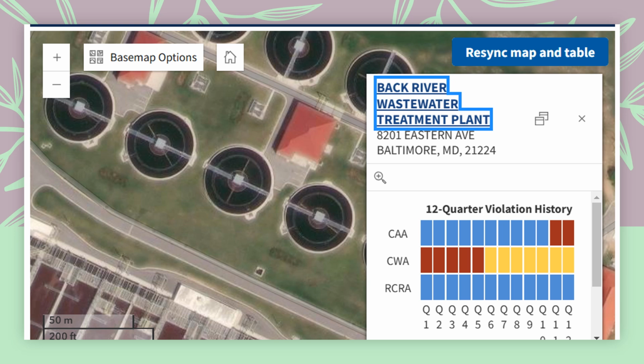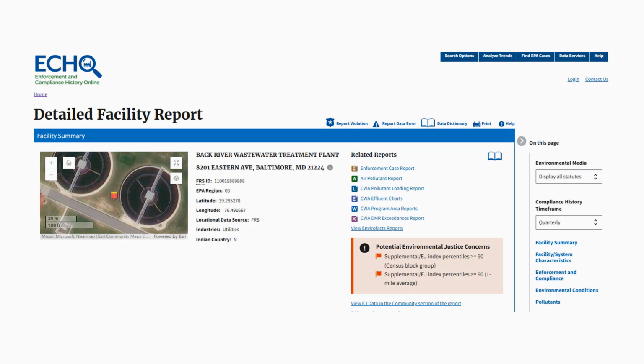And once that information is put in, they can narrow down the information that they want to find out. So they could find out specific information about if there was a Clean Air Act violation, a Clean Water Act violation, or a Resource Conservation and Recovery Act violation.